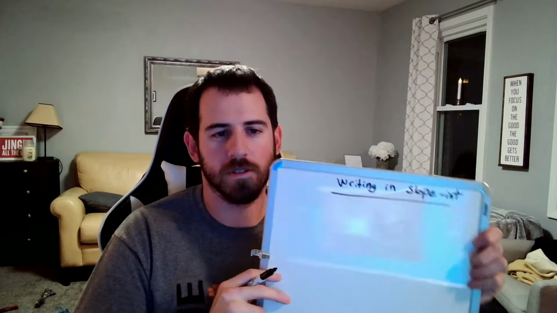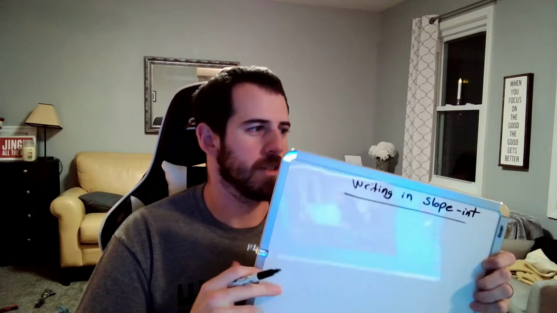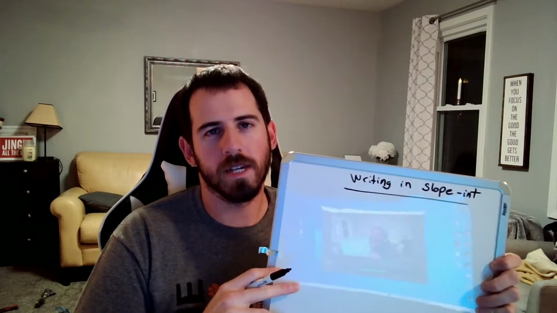This is all about writing in slope-intercept form, or the keys are. What this is going to be is similar to what we've been doing, but now instead of doing the graphing part of it, we're going to do the writing part of it. It could be from a graph, from a table, from information.